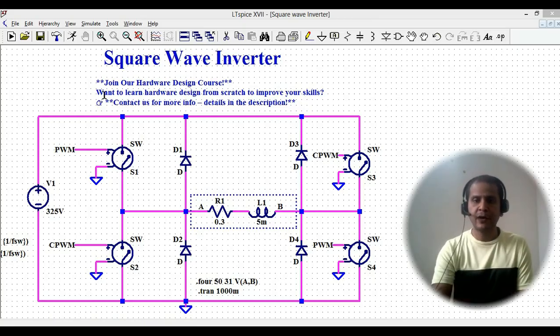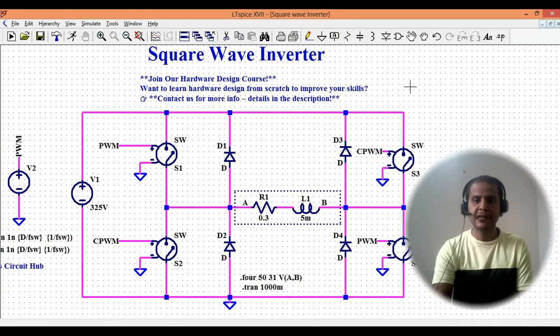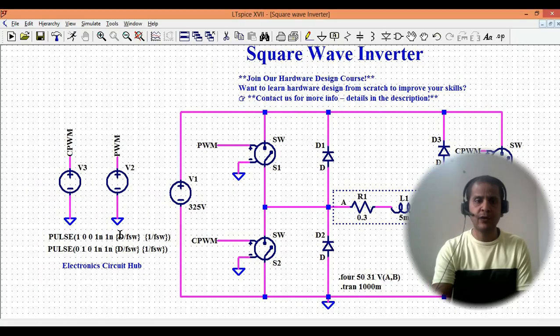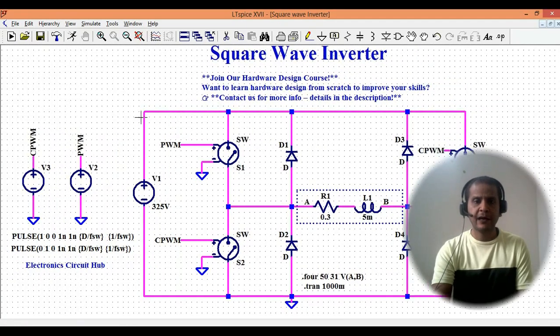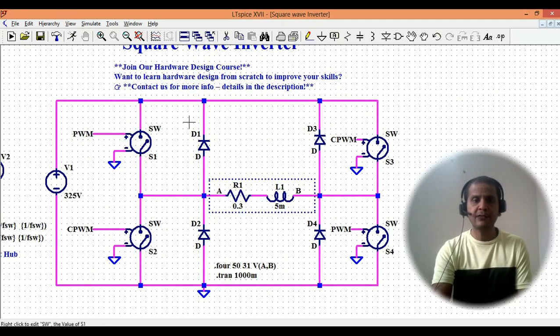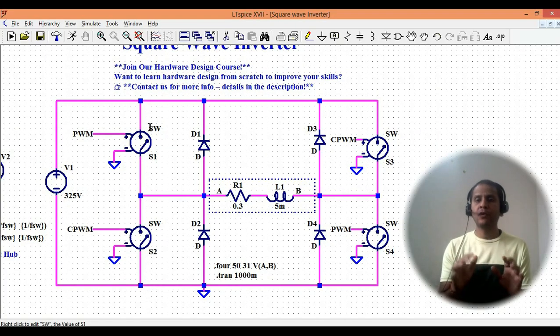Okay, so now if you want to operate these circuits, how are you going to do that? If you look here, let us first look at the driving mechanism of all 4 switches and how I am driving the 4 switches. It is very important to understand. Otherwise your circuit is not going to work. Okay, so the circuit is not going to work.